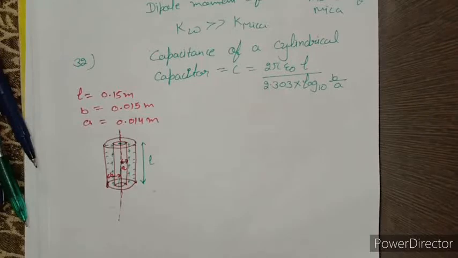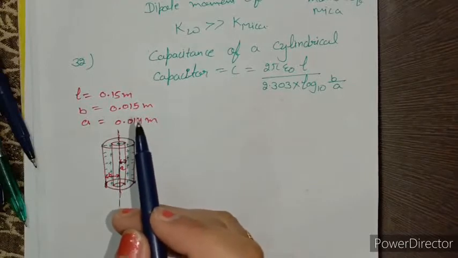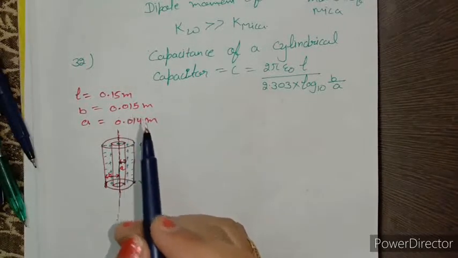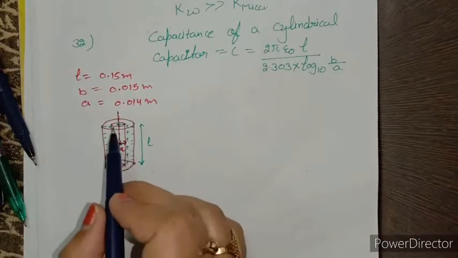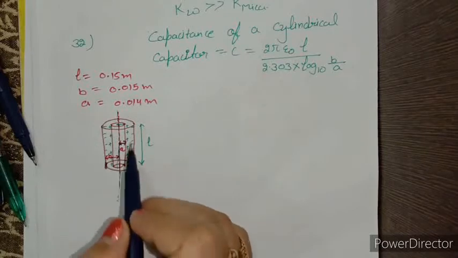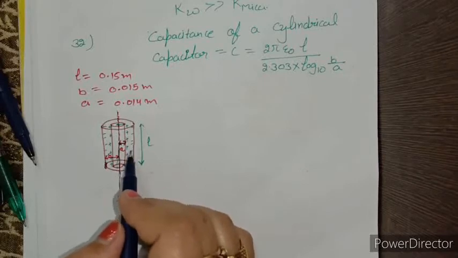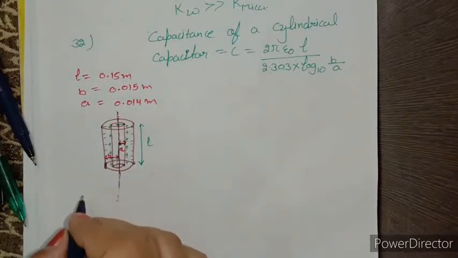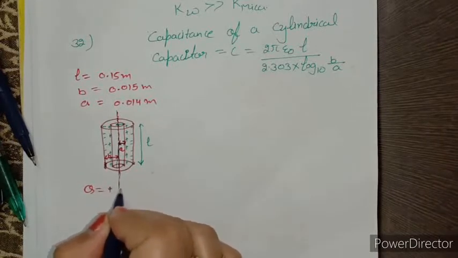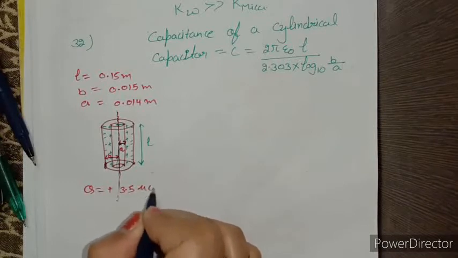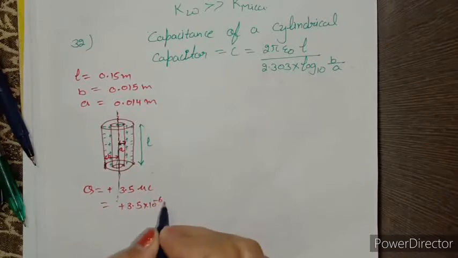Neglect the end effect. Okay, so in this, find out the capacitance of the cylindrical capacitor. Okay, so how is a cylindrical capacitor formed? By two concentric cylinders. We have this inner cylinder and this outer cylinder. Here we have the positive Q charge, then on the outer cylinder we have the negative Q charge, and here the Q is given, Q equal to positive 3.5 microcoulomb, or you can say positive 3.5 into 10 raised to power minus 6 coulomb.